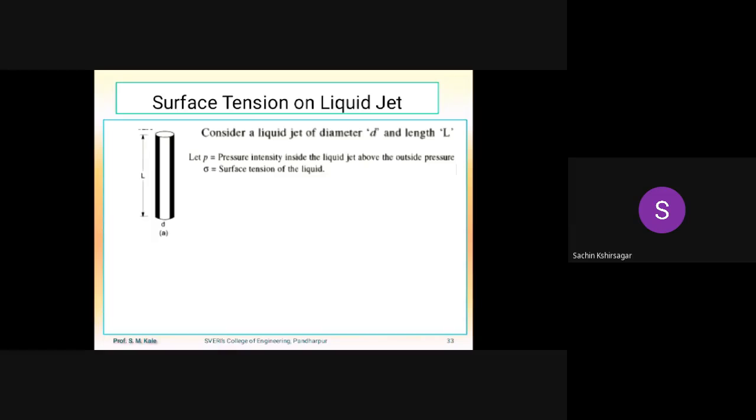here I have considered the jet which has diameter d, length L. On this jet of liquid, P is nothing but the pressure intensity which will be acting on the jet of liquid. Sigma is nothing but the surface tension acting on the jet of liquid.